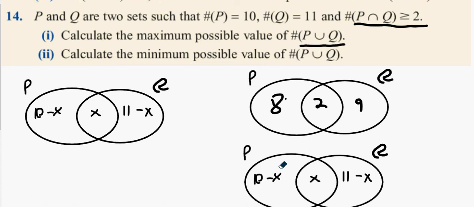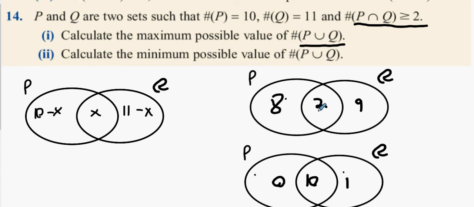Now, what about the next one? P. What happens if I want the maximum value? What's the maximum intersection I'm allowed to have? 10 is correct. Okay? What does that move the outside one to? 0. And the other one? 1.